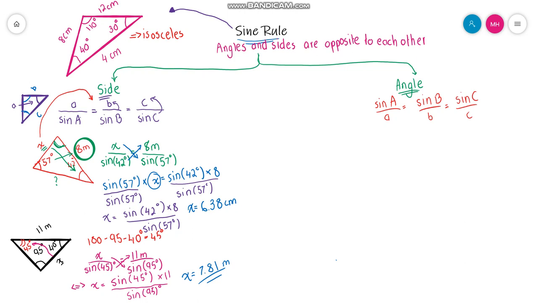Now the reason why there are three sides and three sines of angles is because a triangle has three sides and three angles. So 1, 2, 3, 1, 2, 3. I just wanted to put in some extra information. Okay, so now let's move to some examples.